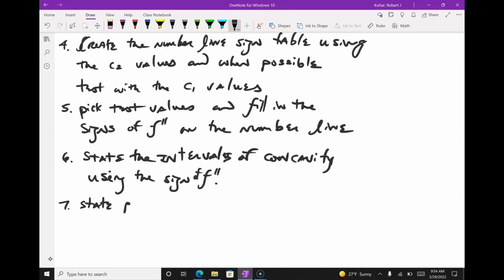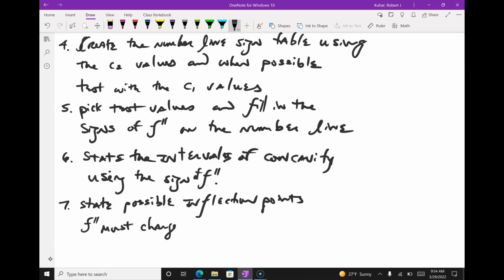State possible inflection points. What has to happen? f double prime must change signs and C comma C2 comma f of C2 must exist. I need that critical value of the second derivative to exist on the original function. Right? I need there to be a point where I had a critical value.